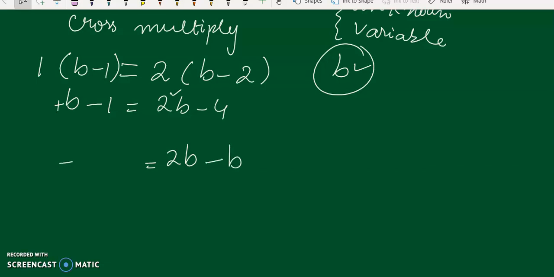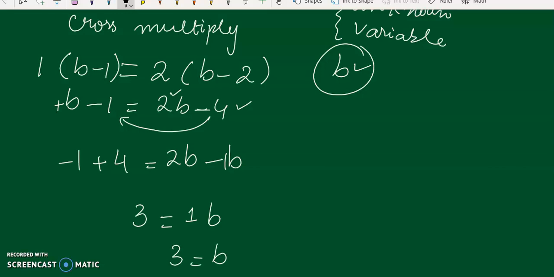Now here we are left with minus 1. Okay. यहाँ पर हमारे पास minus 4 है. So when we take minus 4 to the other side, it will be added. So 2b minus 1b is 1b and 4 minus 1 is 3. So we get the value of b as 3. So this is your answer.